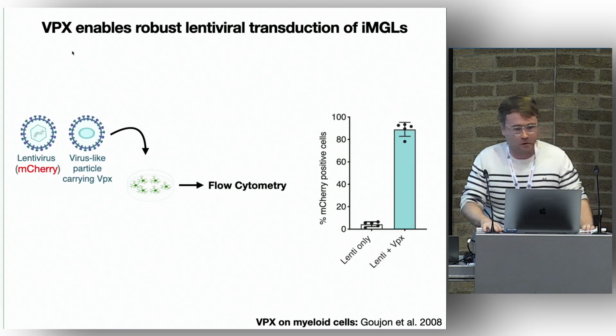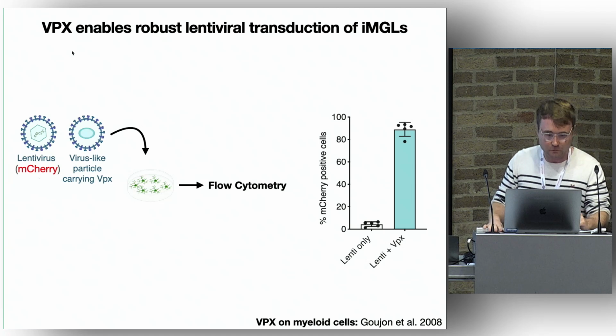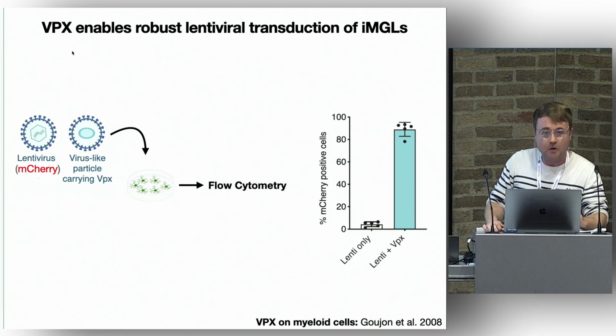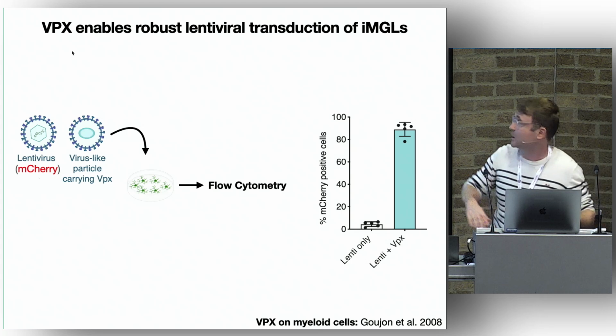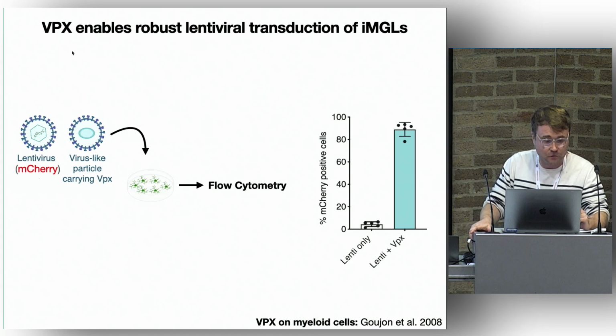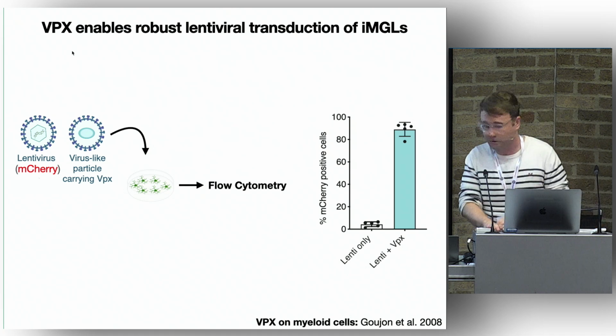So we scoured the literature to see if there were additional tools we could use. And we found one study that discovered a viral protein called VPX, which could enhance lentiviral transduction in myeloid cells. VPX degrades a human viral restriction factor, and we found the co-delivery of VPX with our lentivirus improves human microglia transduction from 4% to 90%. And so that really opens up these cells to facile genetic manipulations and large-scale functional experiments.